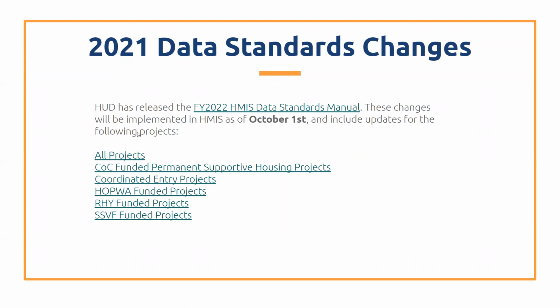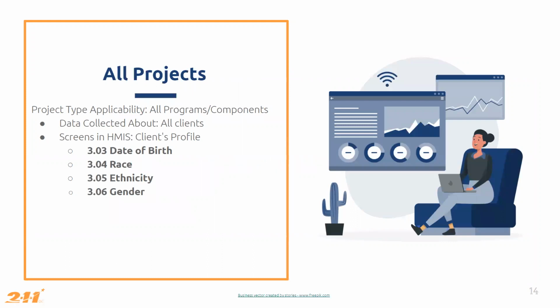So like I said, there are different types of updates. First we'll go over the updates that impact all users and all projects. There's also a couple changes that are specific to CoC funded permanent supportive housing projects. There is a small update for coordinated entry. And then we have some updates for HOPWA funded projects, RHY funded projects, and SSVF funded projects. So first up, Elizabeth.